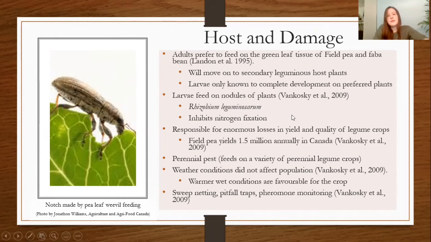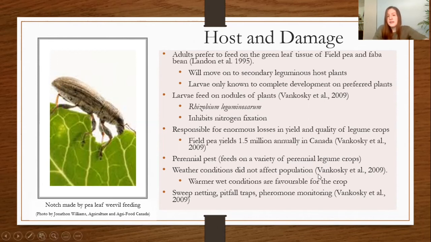So field pea yields $1.5 million annually in Canada. They are a really good source of protein for humans and animals, and we benefit greatly from being able to produce peas in agriculture. And so having this pest affect those yields can be really detrimental to agriculture here in Canada. They are a perennial pest because they feed on a variety of different perennial legumes, and they will resurface annually.